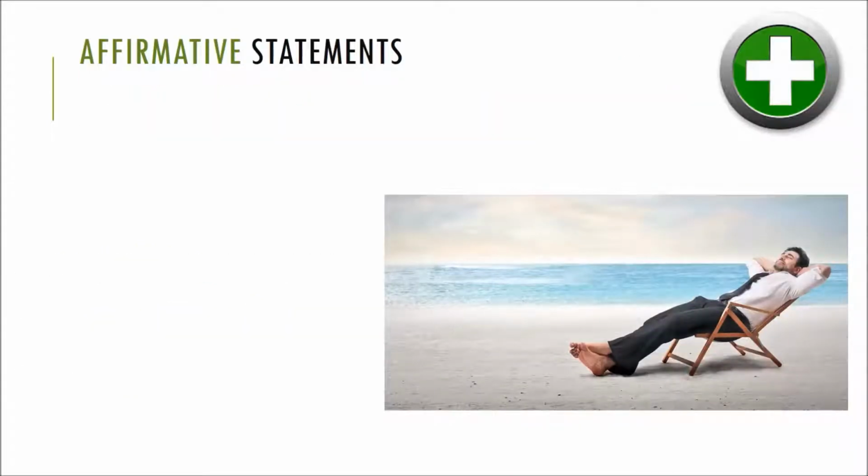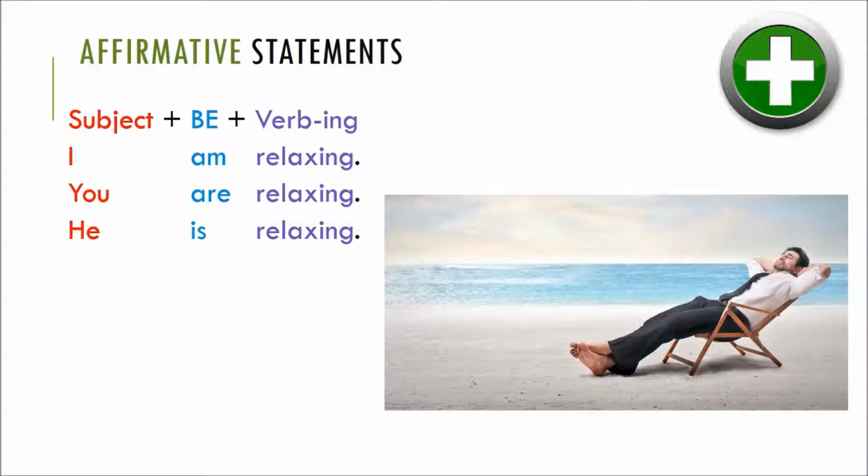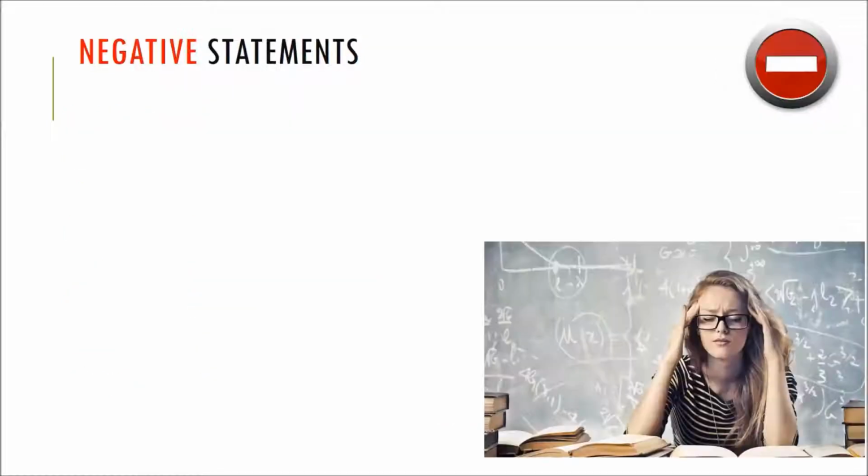Affirmative statements in the present progressive take the following form. Subject plus be plus verb ing. I am relaxing. You are relaxing. He is relaxing. She is relaxing. It is relaxing. We are relaxing. And they are relaxing. To make the negative form of the present progressive, we need to add the word not.